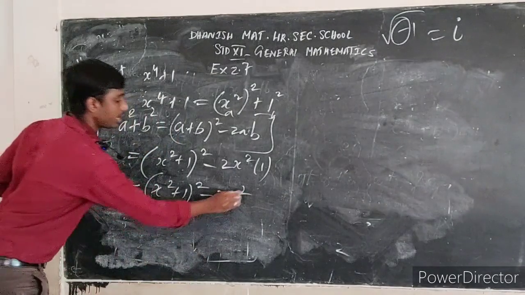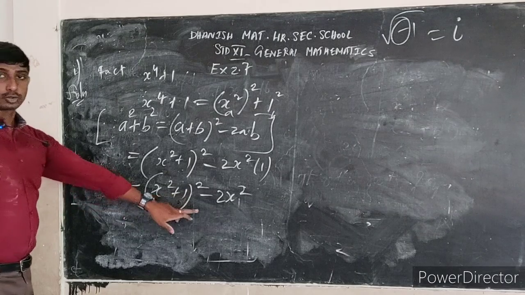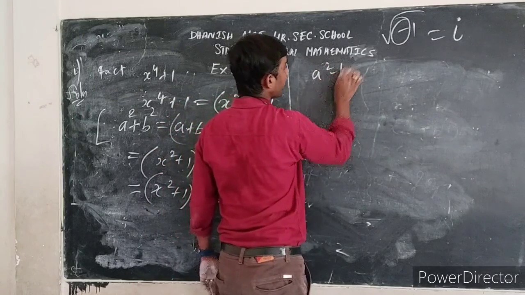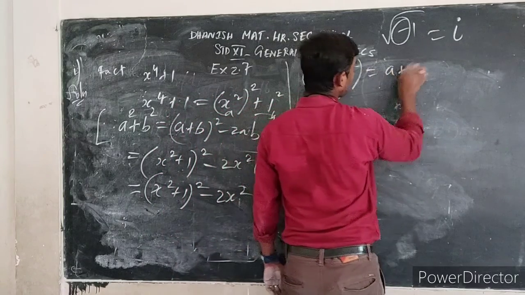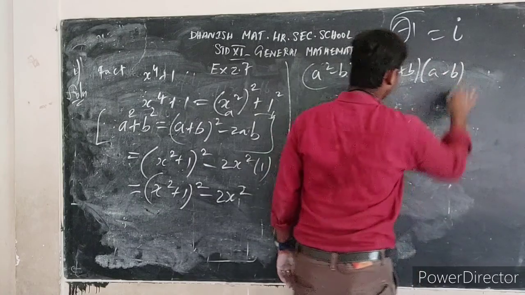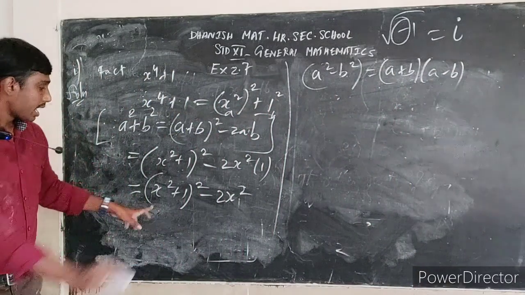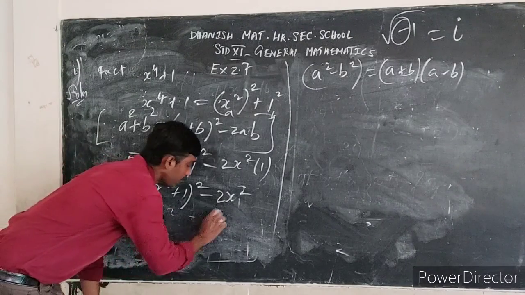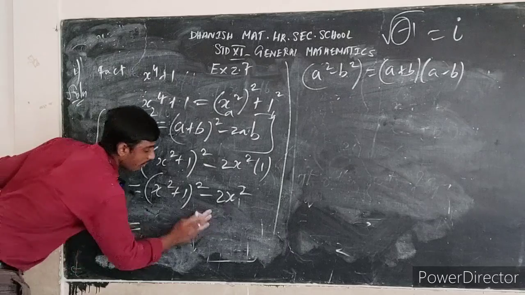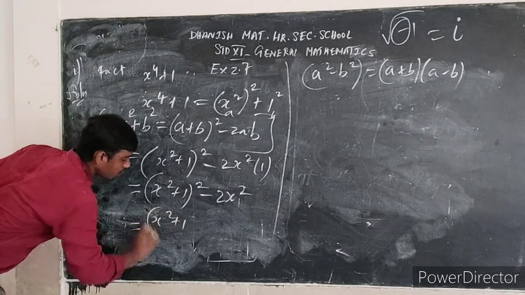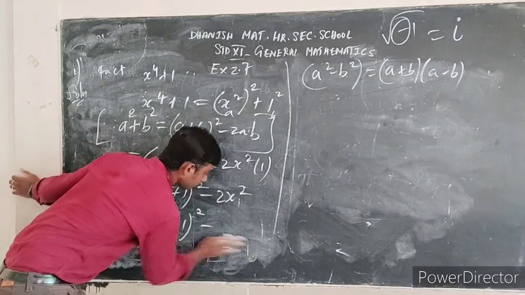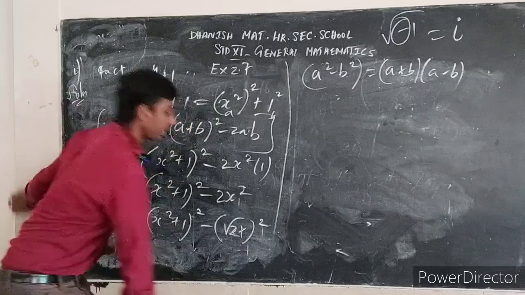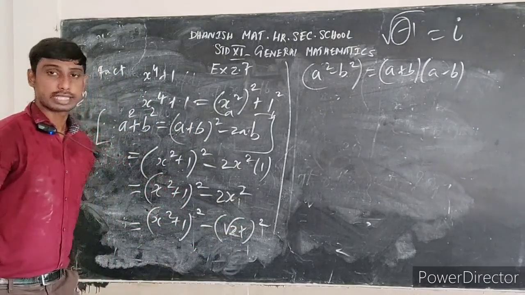So what is the value we are getting here? x square plus 1 the whole square minus root 2x the whole square. Now we are applying the a square minus b square formula. What is the value of a plus b, a minus b? Here it looks like the a square minus b square format. Now we write like this: x square plus 1 the whole square minus root 2x the whole square. It is also the same procedure only.